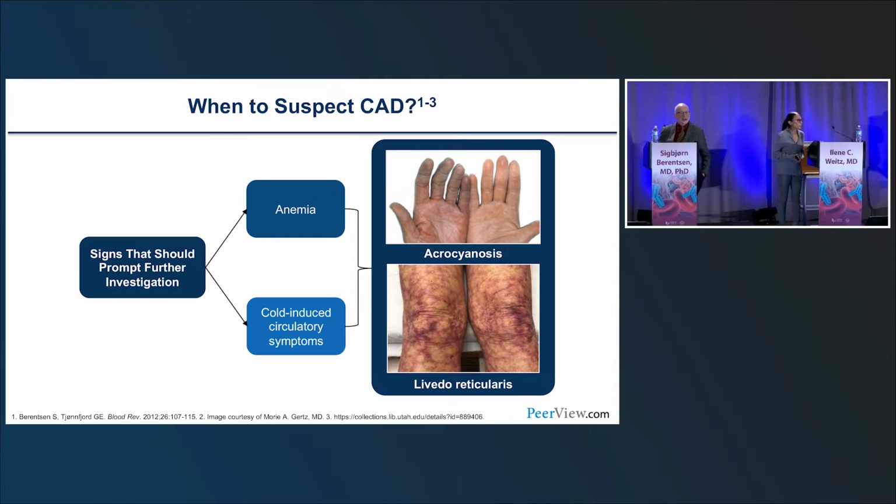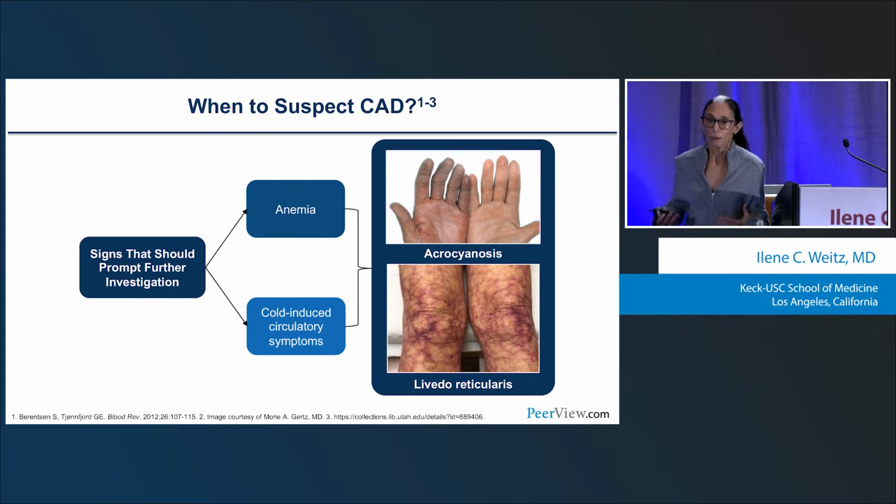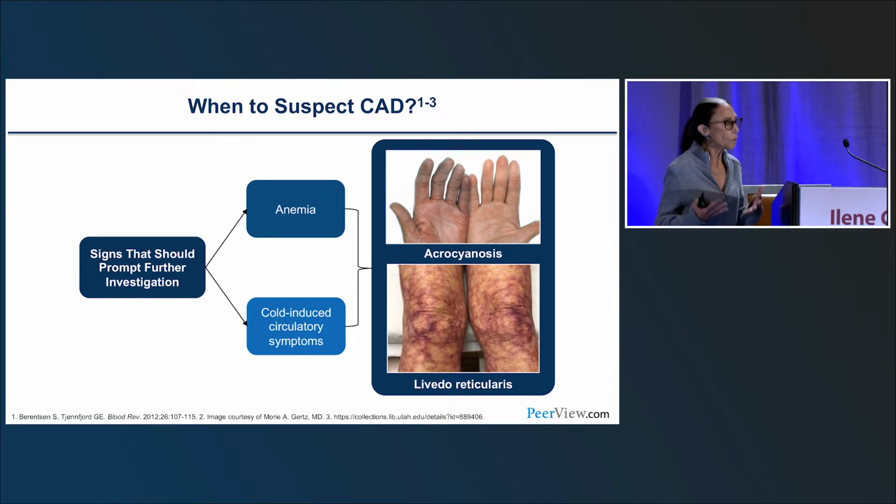All right, so when should you suspect cold agglutinin disease? Those patients who have anemia certainly should be part of the workup, but particularly if they have skin changes, if they have acrocyanosis, Raynaud's phenomena, if they have livedo reticularis. And remember, those are going to occur in cold exposed areas. You're not going to see it on the abdomen unless they're unclothed. So you're going to look for peripheral evidence of agglutination and cold-induced circulatory symptoms.